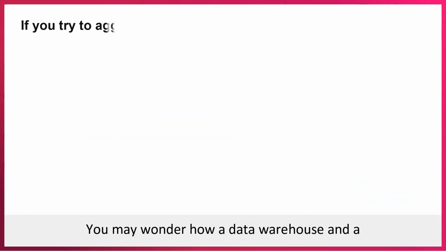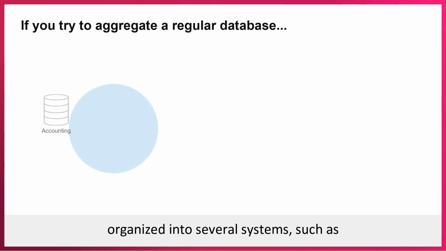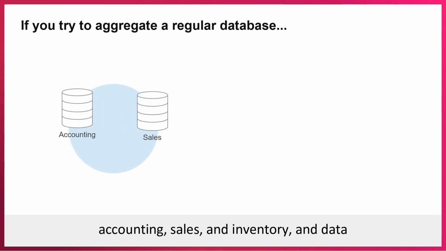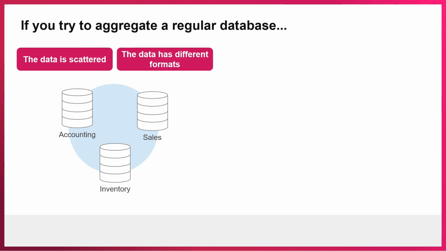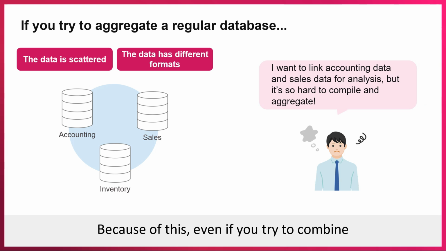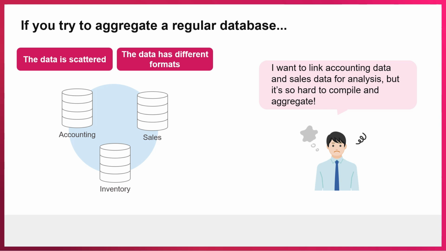You may wonder how a data warehouse and a data mart differ from a regular database. Core systems are often separated and organized into several systems, such as accounting, sales, and inventory, and data formats may vary across the different systems. Because of this, even if you try to combine and aggregate data scattered across multiple systems, it would take an immense amount of processing time.